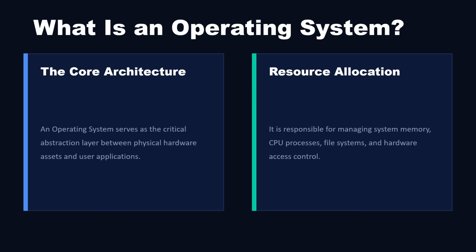Before we look at Linux specifically, let's define what an operating system actually does at a structural level. An operating system serves as the critical abstraction layer between physical hardware assets like your CPU, RAM, and storage disks and user applications. Its primary responsibility is resource allocation. It acts as the master coordinator that manages system memory, schedules CPU processes, organizes file systems, and strictly controls hardware access.